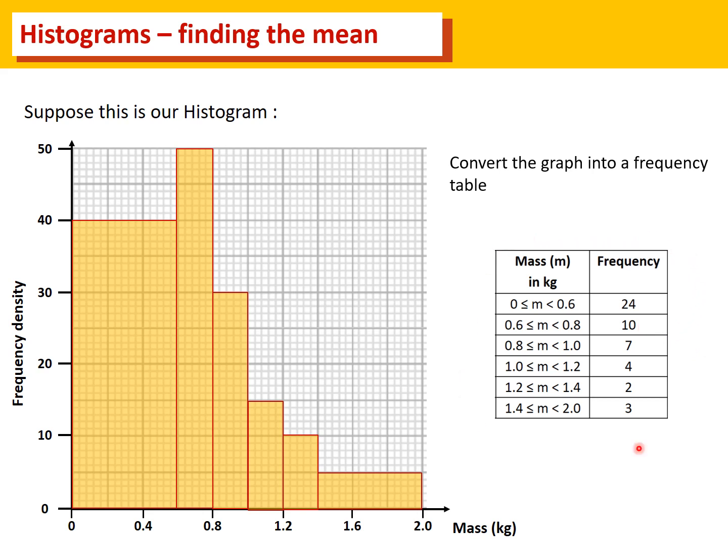So once we convert the histogram back into a grouped frequency table, then finding the mean is finding the mean from a grouped frequency table. Now, I'm not going to go through that in the video because you will have it there already, but you need the mid-interval value. So you use the mid-interval between 0 and 0.6, and that's 0.3, 0.7, 0.9, etc., along with those frequencies. So that's how we find the mean from a histogram. We convert it back into a grouped frequency table, and then it becomes finding the mean from a grouped frequency table.